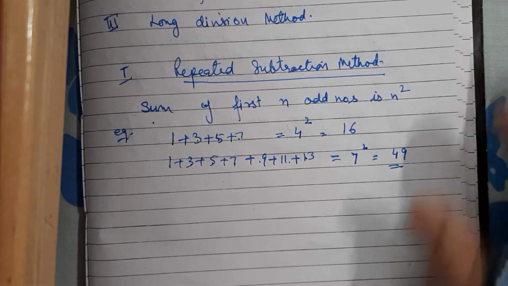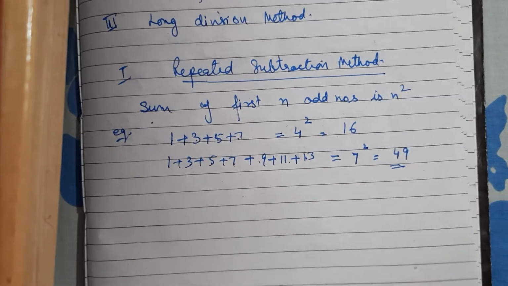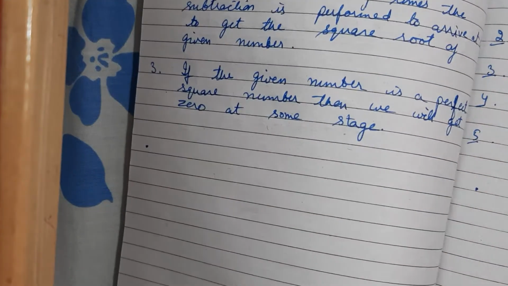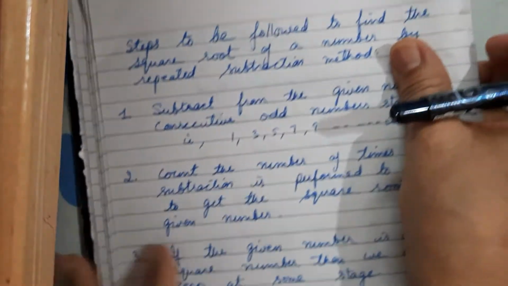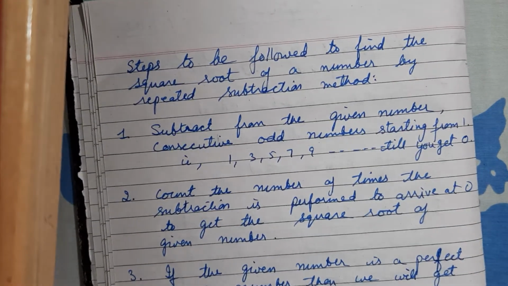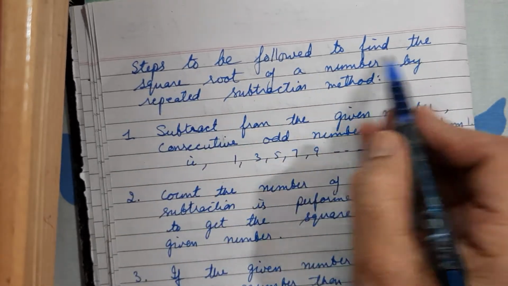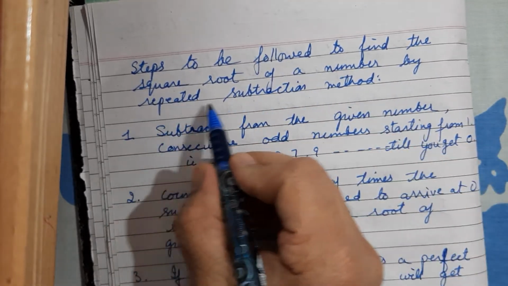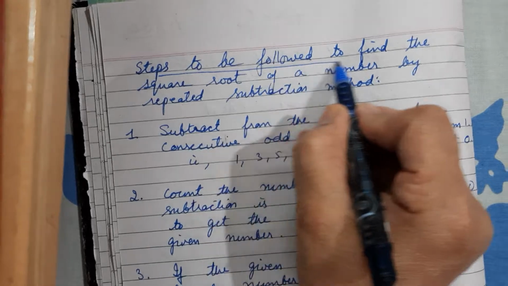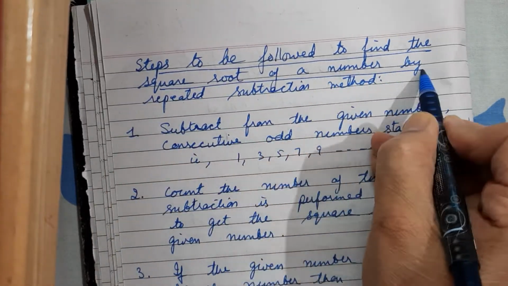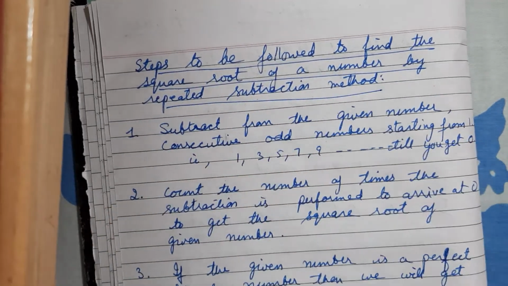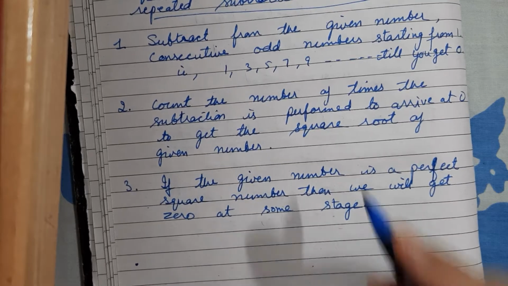So now the next is to find the square root of a number. We need to follow some steps. Here I have written the steps which we need to follow to find the square root of a number by the repeated subtraction method. I'll explain with an example also. First, read the steps.